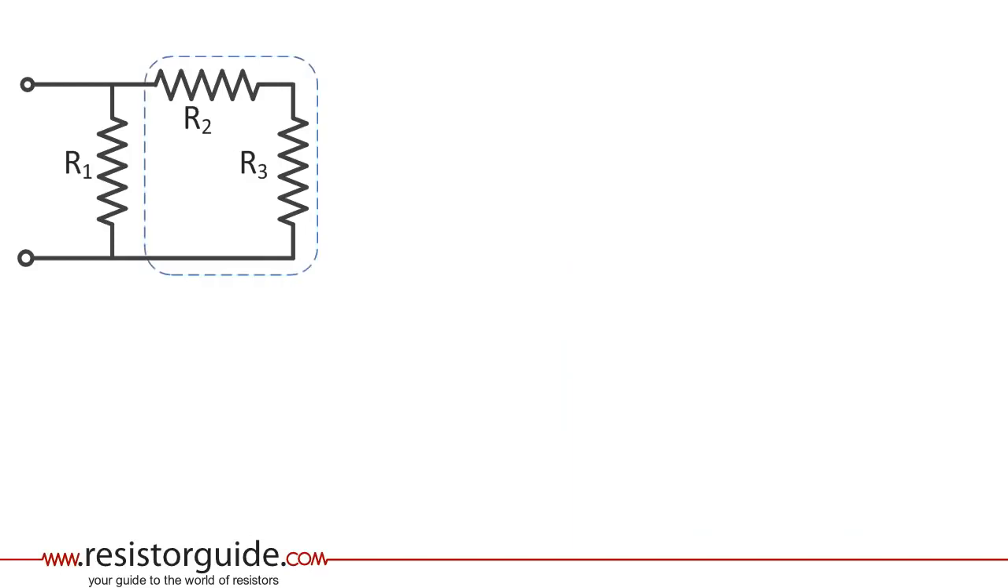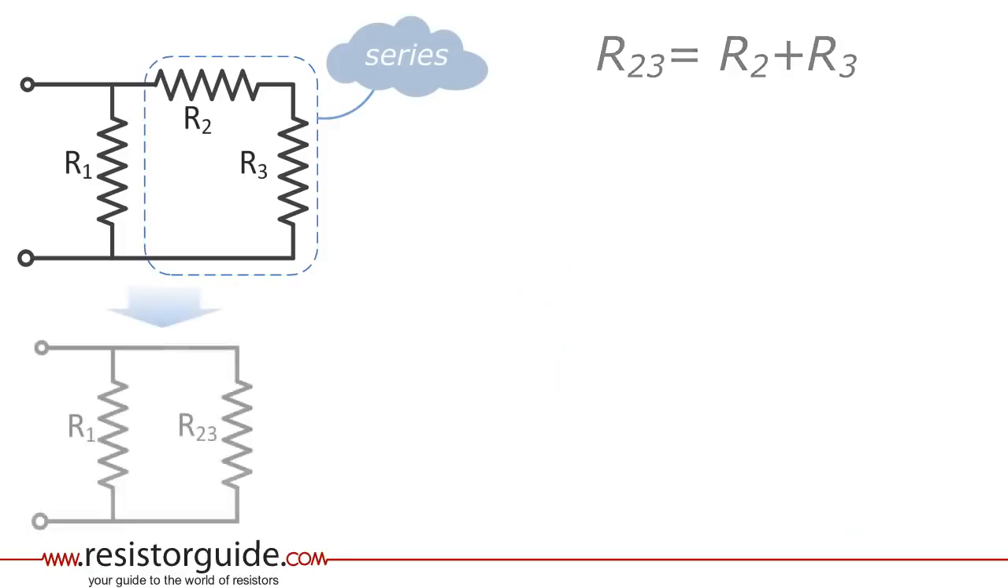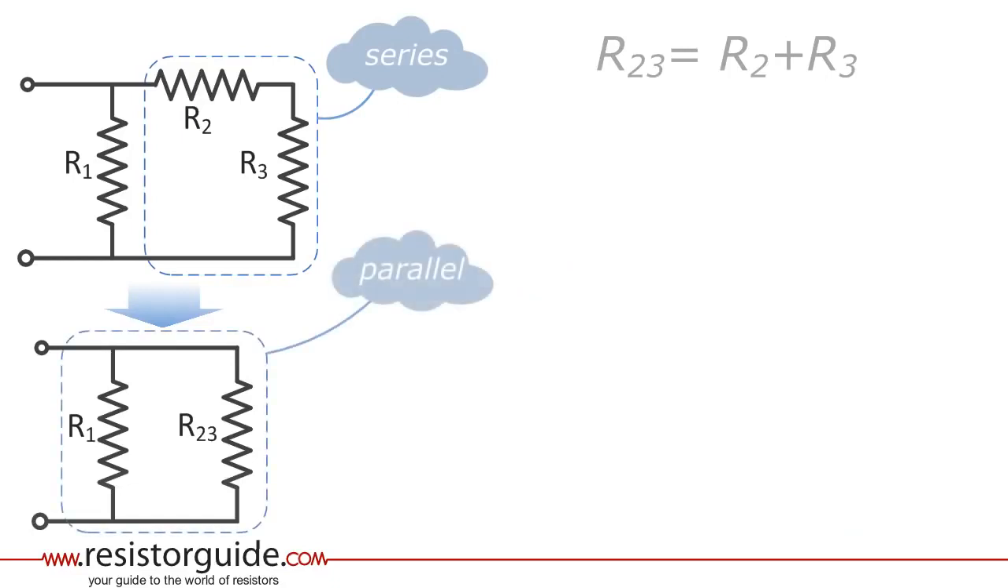This group shows two resistors in series. The equivalent resistance is R23 and it's equal to R2 plus R3. Now we can simplify the circuit and we have a group with just two resistors in parallel, R1 and R23.